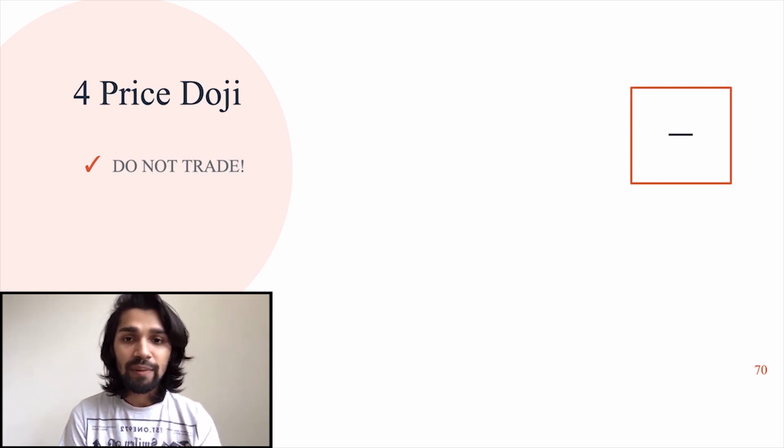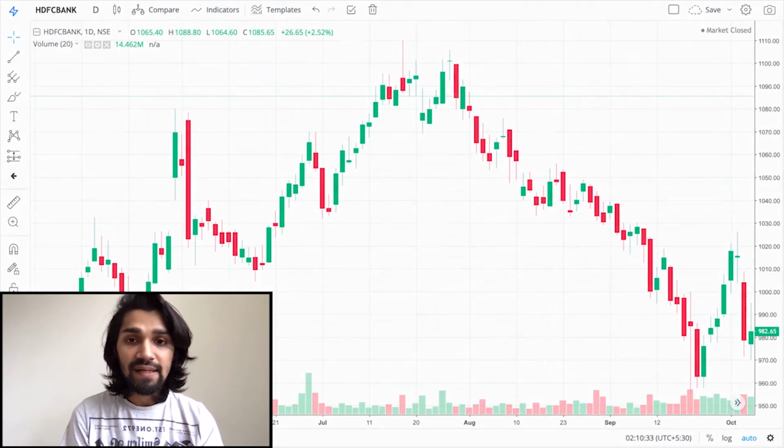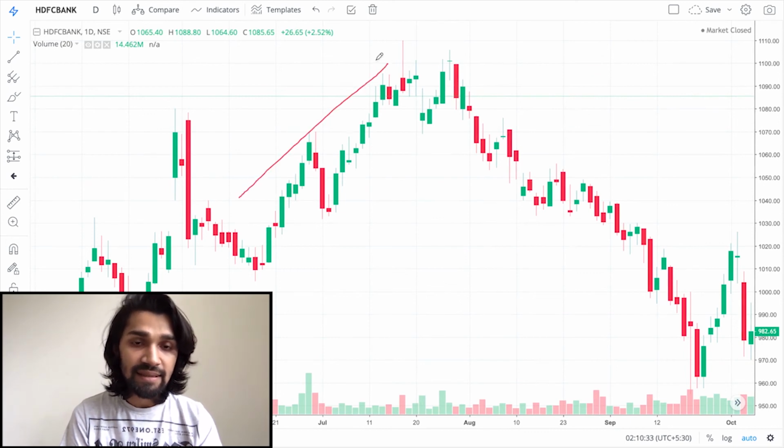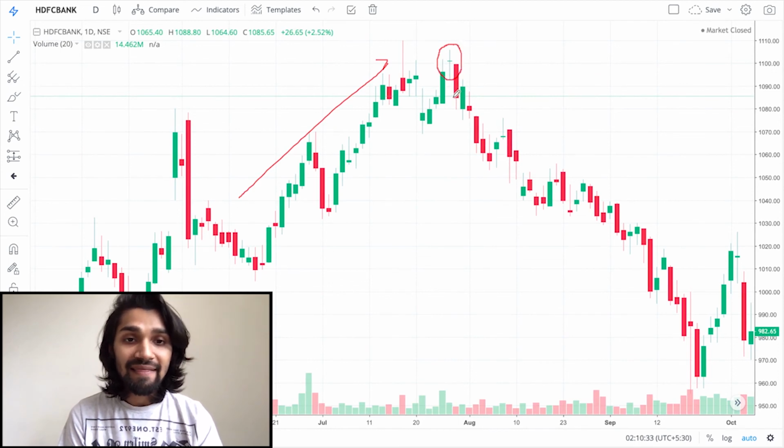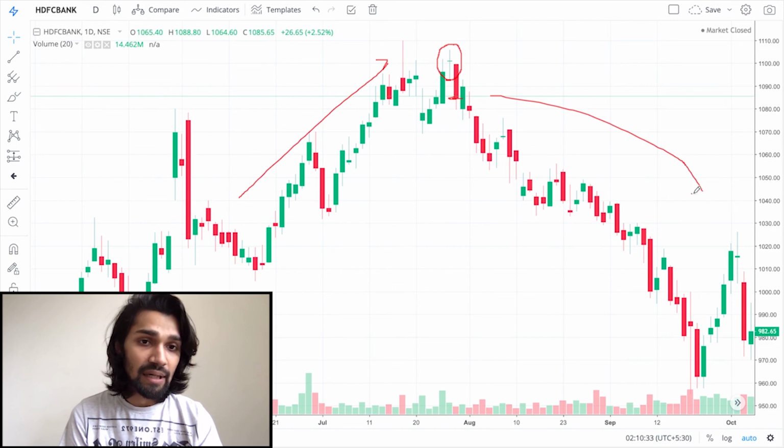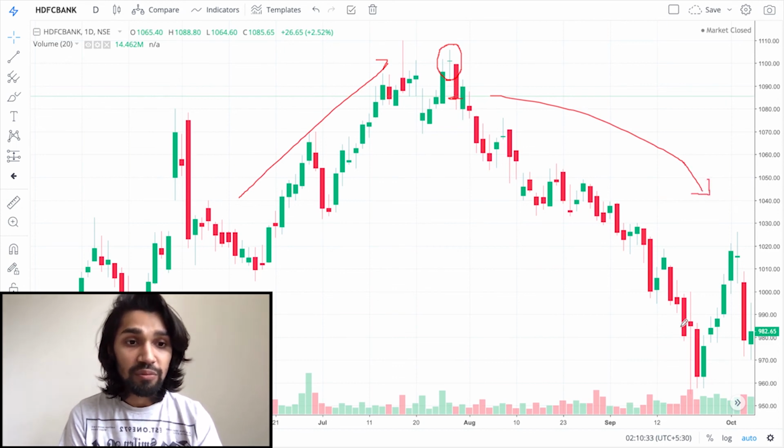We will look into an example of a doji. This is a chart of HDFC Bank, and if you can see here, there was a clear uptrend going on, and over here there is a doji being formed, and we got an entry in the next candle itself, and it took the price down from 1100 to 900s. That's the power of Doji.